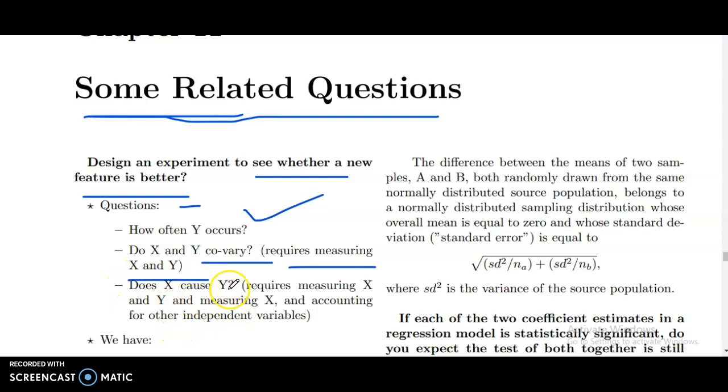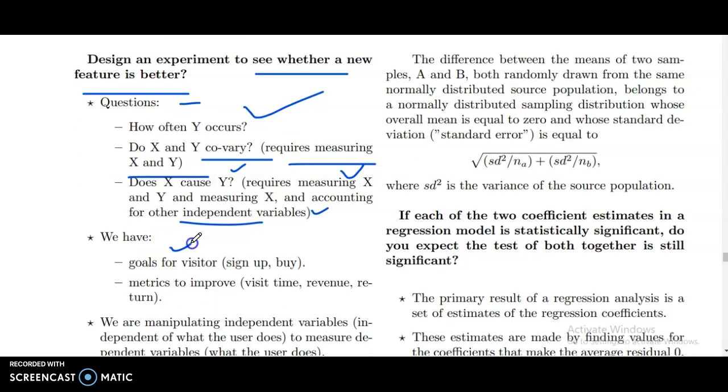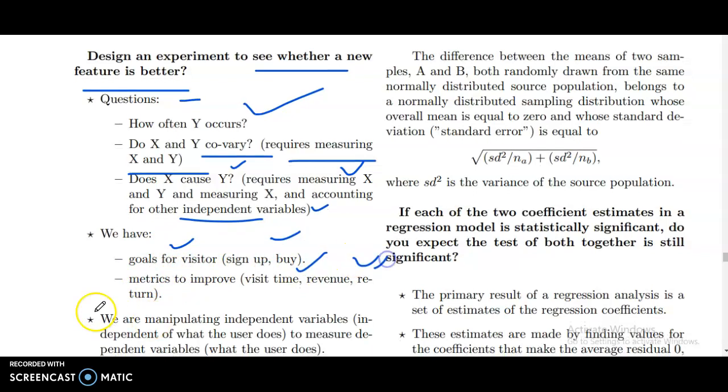Does x cause y? That requires measuring x and y, and measuring x while accounting for other independent variables. We have goals for visitors: sign up, with metrics to improve visit time, revenue, and return.